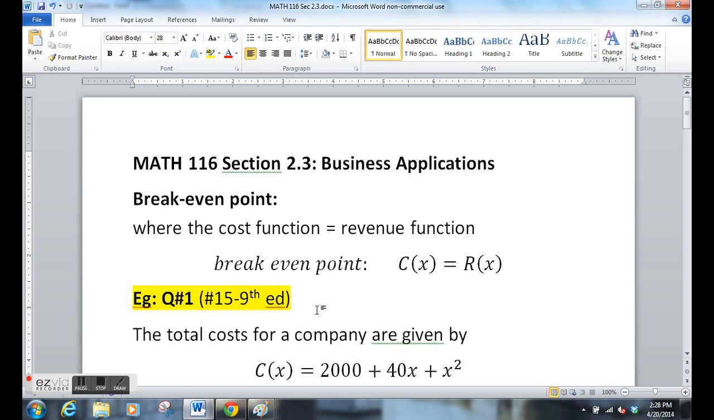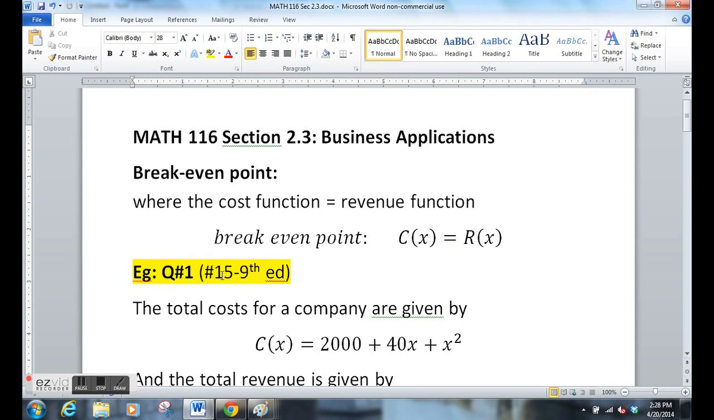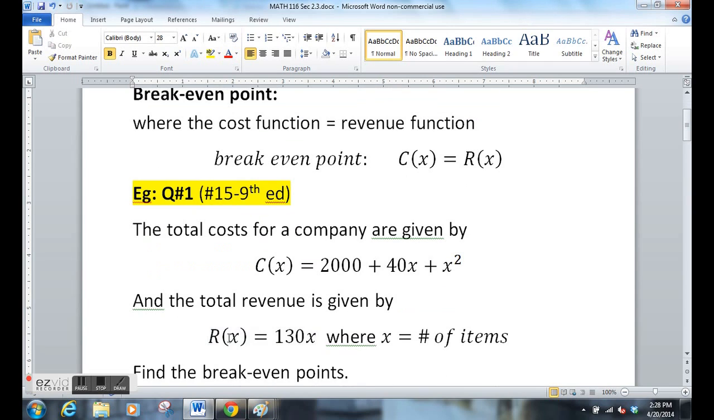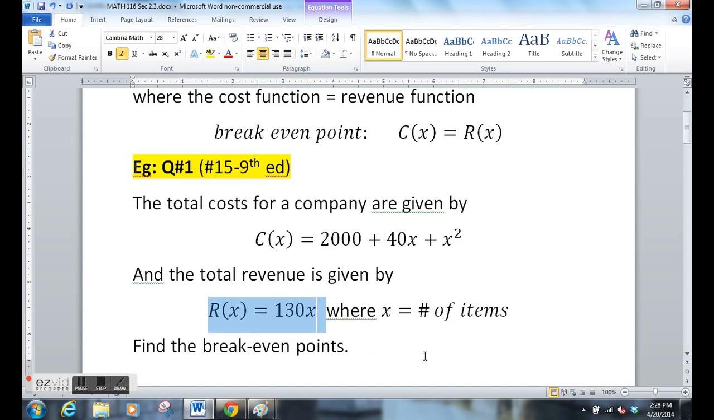But that's the break-even point. Here's an example of this. Question number 1 in the 10th edition, which happens to be number 15 on the 9th edition, reads: the total costs for a company are given by the cost function C of x equals 2,000 plus 40x plus x squared, and the total revenue is given by R of x equals 130x. X is the number of items of the commodity. Find the break-even points.